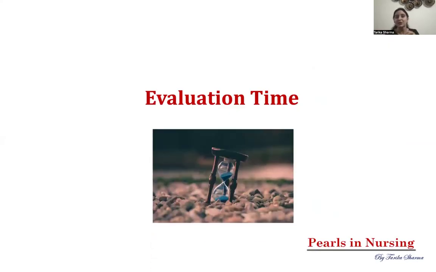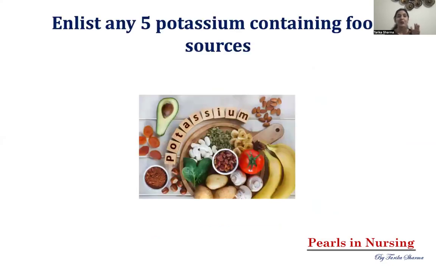Now this is the evaluation time. I'll be asking a few questions and you have to answer them in the chat box. So you have to enlist any 5 potassium containing food sources. Because we have read that if a patient has mild hypokalemia, then you have to advise a potassium rich diet. So where will that potassium rich diet come from? You have to enlist any 5 potassium containing food sources.